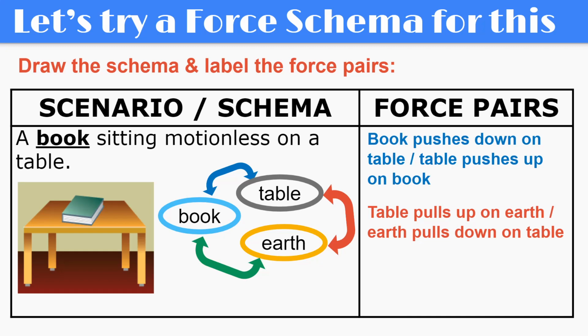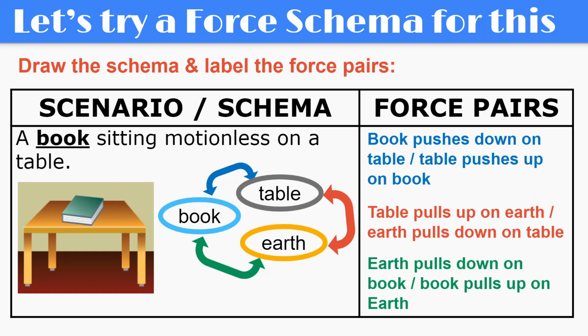Whereas on the other hand, the earth's pull on us, we definitely can see that. But we'll get into that more later. Right now, we're just looking at the force pairs. So that red one is the table pulls up on the earth, the earth pulls down on the table. The last one, that green one, the earth pulls down on the book. Again, that's the book's gravitation. The earth's pull on that book gives the book its weight, and the book pulls up on the earth, and that's the other half of that force pair.